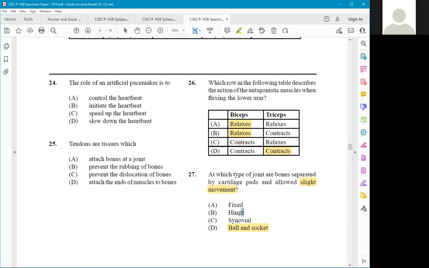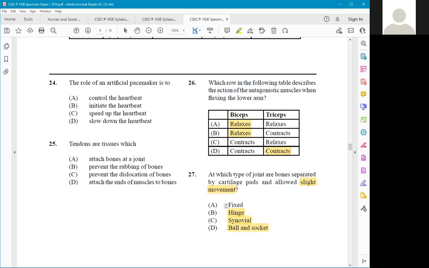Hinge joint, that's out. Synovial joints would be joints like some of those hinge joints that actually have synovial fluid inside of them, and you have a lot of freedom of movement there. The fixed joints, however, the movement is ever so slight, like in the cranium. And this would be, as the person gets older, you don't have that movement anymore. So for 27, the correct answer is A.